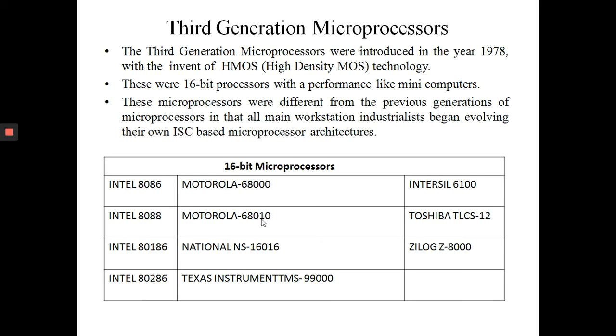The third generation microprocessors were introduced in the year 1978 with the advent of HMOS, high density MOS technology. These were 16-bit microprocessors with a performance like minicomputers. These microprocessors were different from the previous generations in that all main workstation industrialists began evolving their own ECE based microprocessor architecture.